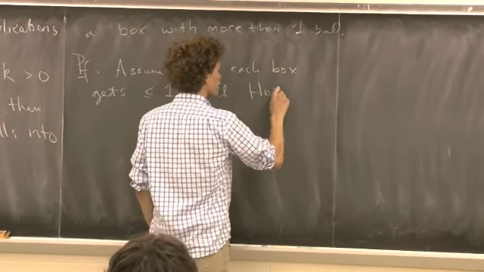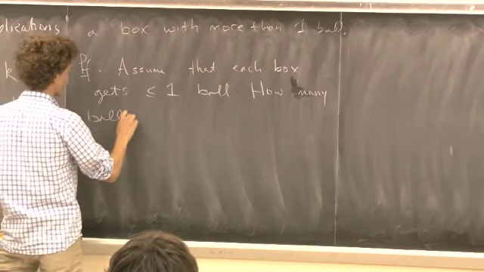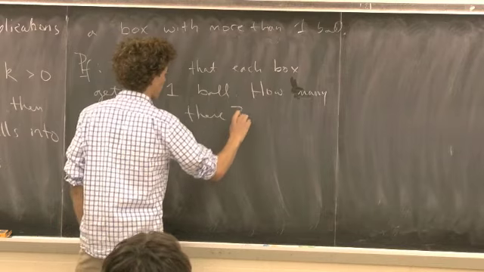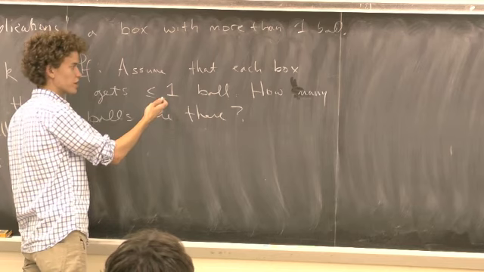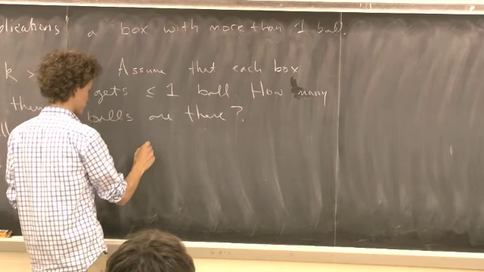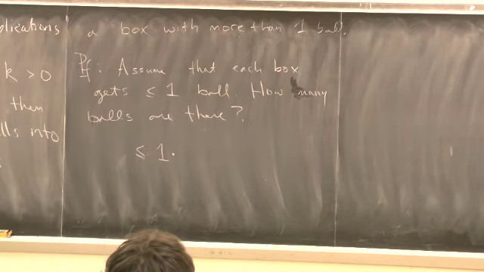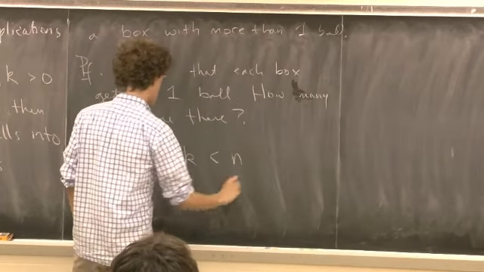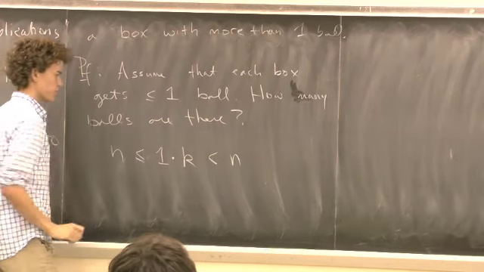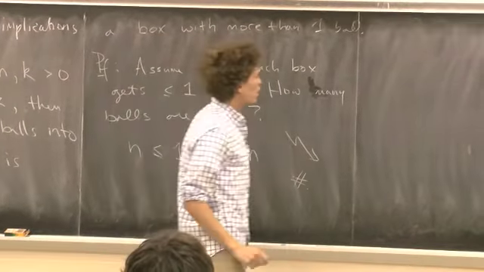So how many balls are there? Well, we add up. There's less than or equal to 1 in each box. So there's less than or equal to 1 times the number of boxes. What was that? That was k. Right? And that's less than n. But on the other hand, we also call this number n. So we've got n less than n. This is a contradiction. There's my contradiction symbol, and so that concludes the proof. All right.